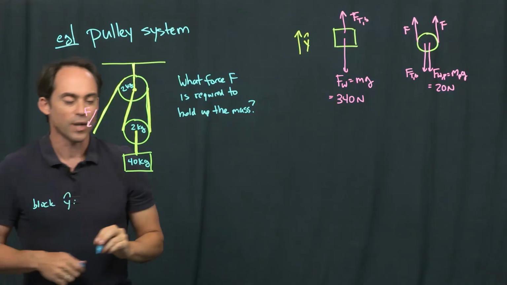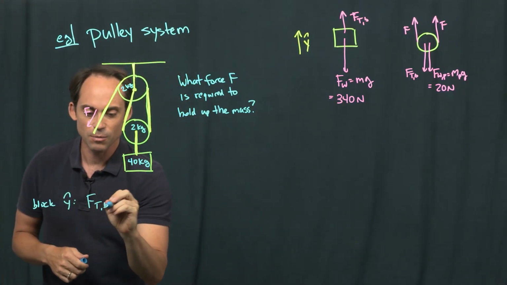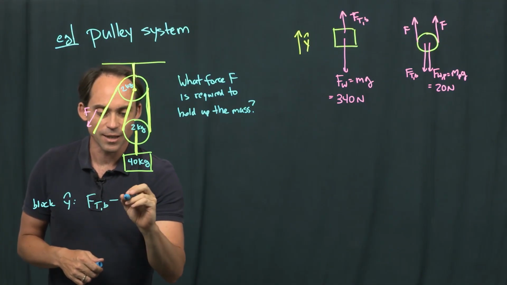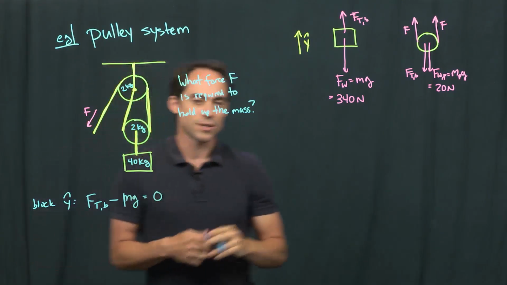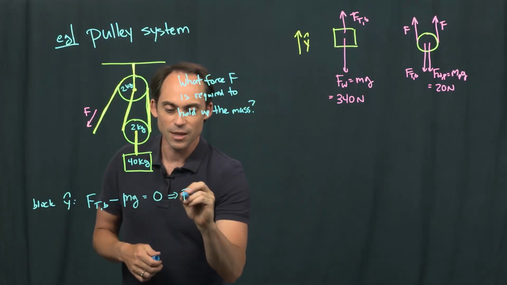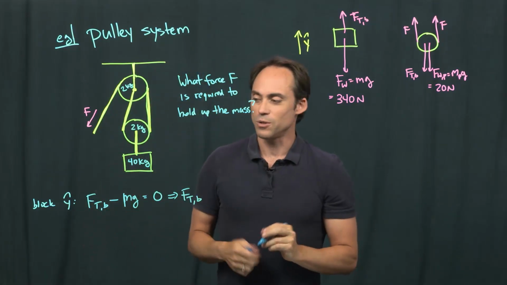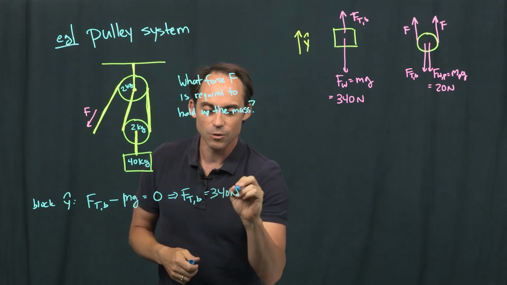y hat equation. So we've got our tension force between the block and the pulley that's pointing up. And then we've got minus the weight, which is just m times g. And that's got to equal 0 because this is a statics problem. And so we immediately figure out that the tension force on this rope here is just equal to the weight of the block, and that's equal to 340 newtons.